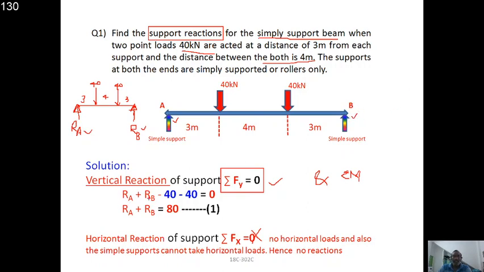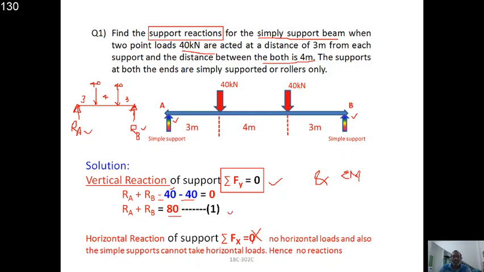Hence, they are positive. 40 is acting downward, hence it is taken as negative. You can see here it is negative. And this again, the 40 is also downward, hence negative. That should be equal to 0. Therefore, RA plus RB minus 80 equals 0, that is RA plus RB is equal to 80.